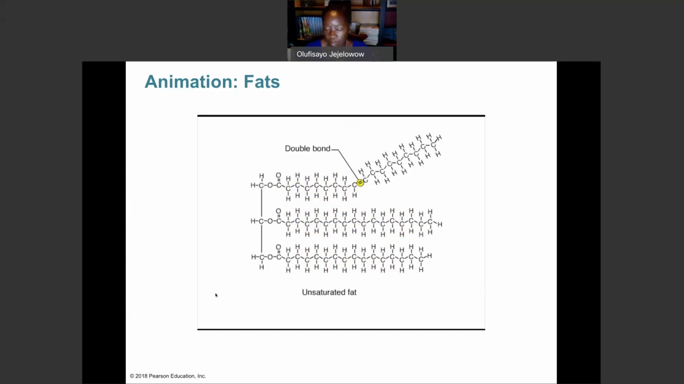Unsaturated fats tend to be liquid at room temperature. Vegetable oils are examples. Saturated fats, like butter and lard, are solid at room temperature. Saturated fats in the diet can lead to heart disease, while unsaturated fats are safer.